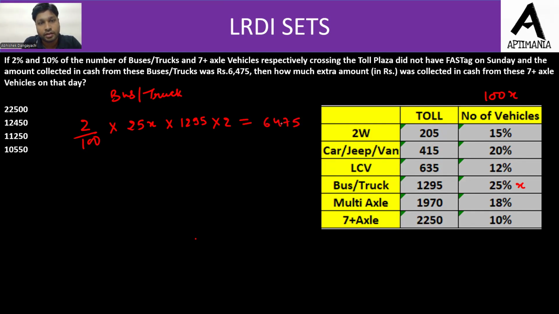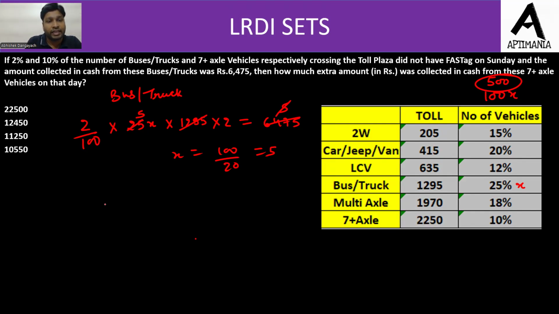and this is given to be 6475 rupees. Now if we calculate, this cancels out in 5 times. So x from here comes out to be 100 upon 20, which is 5. So in total we can say 500 vehicles were there on Sunday. 500 vehicles cross Yamuna Expressway. Then we need to check this value for the extra cash received by 7 plus XL vehicles.